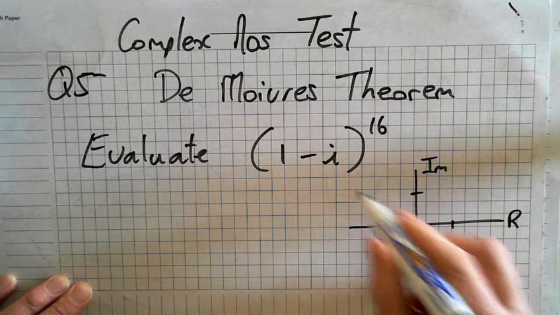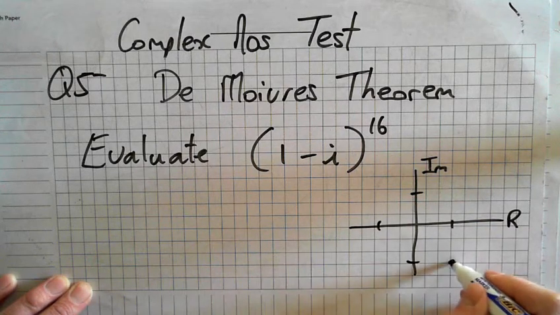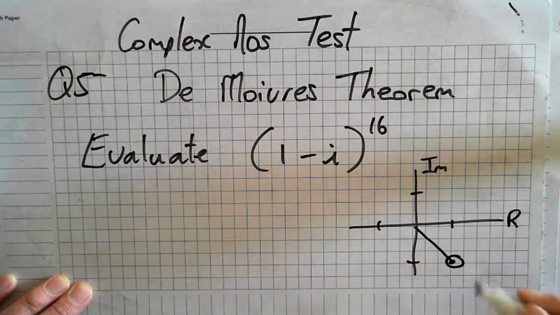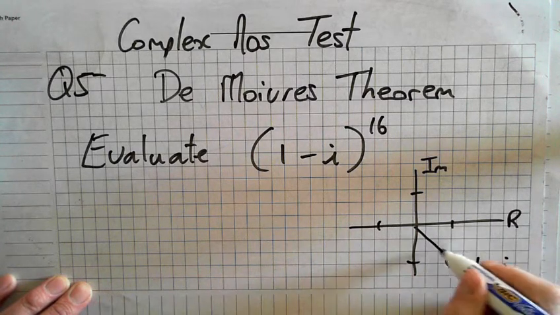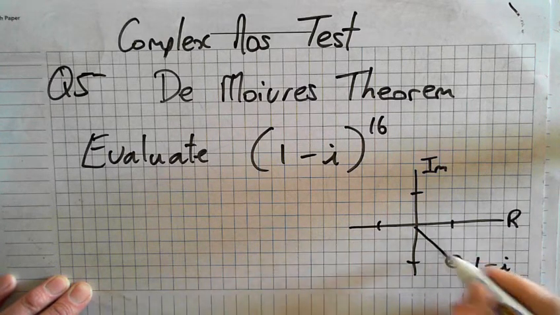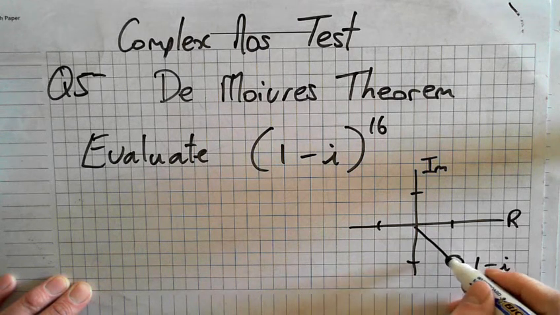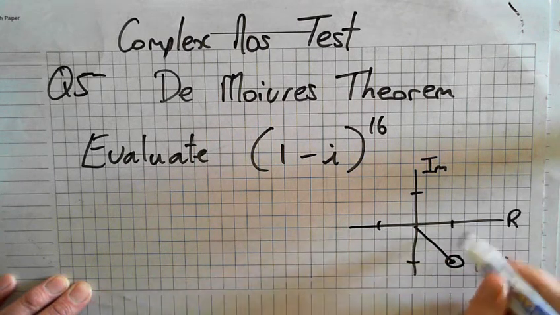So where is it? It's 1 minus i. It's down here. 1 minus i. Okay, so that's 45 degrees, isn't it? So that's pi over 4. Because this is pi, so pi over 4.